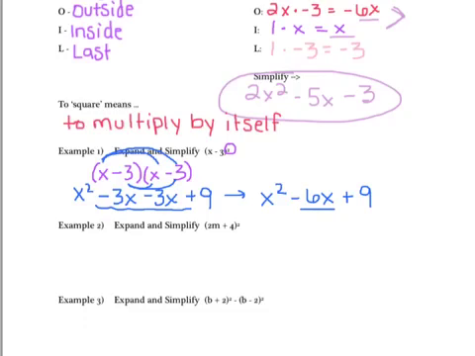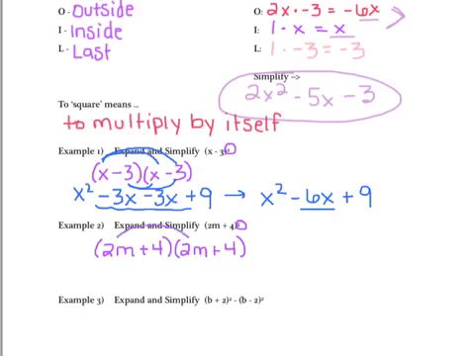So let's try example 2. It says expand and simplify 2m plus 4 squared. So that means when I have that square there, that means I need to write that parenthesis out twice. So 2m plus 4 times 2m plus 4. Let's use our FOIL method.